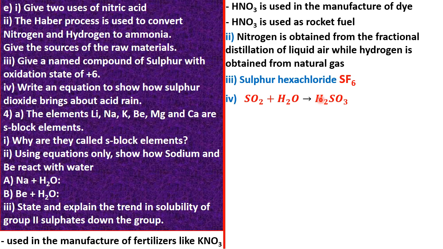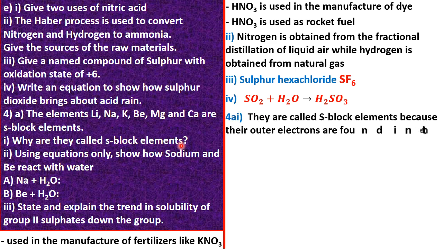The next part is saying that the elements, from lithium up to calcium, are called S block elements. Why are they called S block elements? Friends, they are called S block elements because their outer electrons are filled in the S orbital. That's the reason. If they are filled in the p orbital, they are p block elements. If they are filled in the d orbital, they are d block elements. Great. Okay. Next part is saying now use equations only to show how sodium and beryllium react with water.